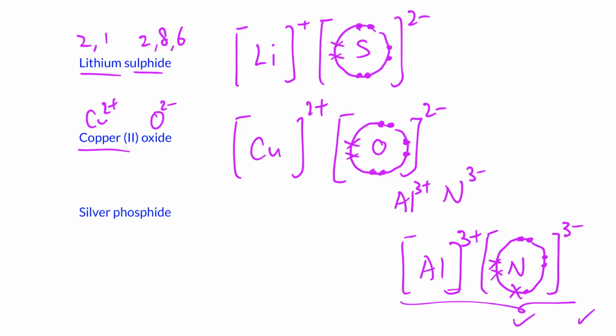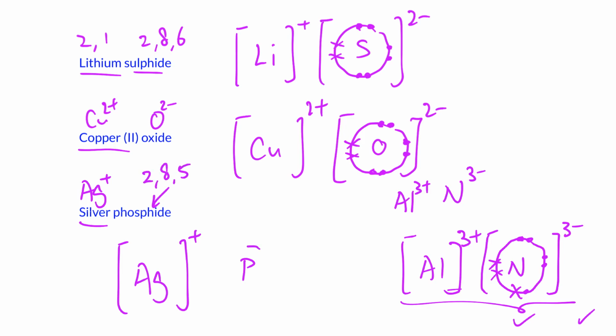Last one, silver phosphide. Silver is not from the main group, but you know that for Ag the charge is Ag plus. So this one will be Ag plus. Phosphide is from group 5, 2,8,5. So therefore this one you have 1, 2, 3, because it's 3 minus. For the rest, it will be a dot. So you have 3 in front of it and then 1 right there.